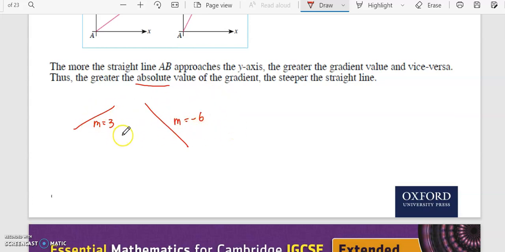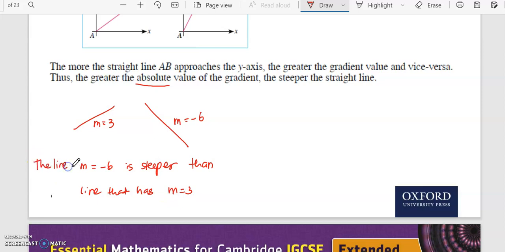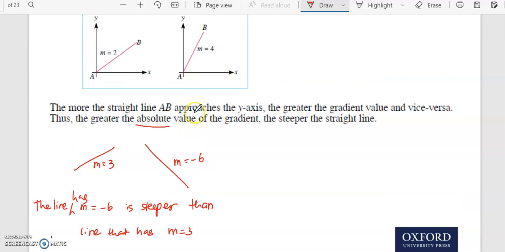So between these two gradients, the straight line with m equal to negative 6 is steeper than the line that has a gradient equal to 3. So maksudnya kita tak tengok negatif positif, tapi kita tengok pada value dia. Negatif positif hanya menunjukkan the direction of the gradient. So makin AB ni approach paksi y, makin tinggi value gradient.